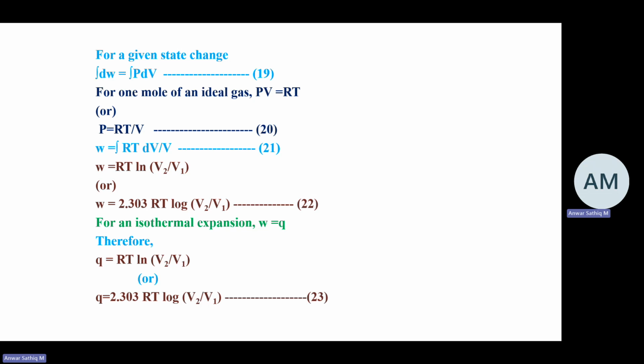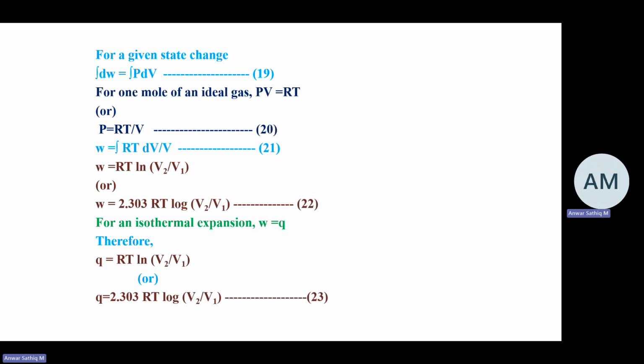We know that for 1 mole of an ideal gas, PV is equal to RT. Rearrange the above equation like this: P is equal to RT divided by V. This is equation number 20. Substitute the value of P in the above equation. Equation number 21 is obtained. That is W is equal to the integration of RT dV divided by V. Integrate the above equation. Finally, we get the value of W: W is equal to 2.303 R into T log V2 divided by V1. Integration of dV divided by V is equal to ln V2 divided by V1.